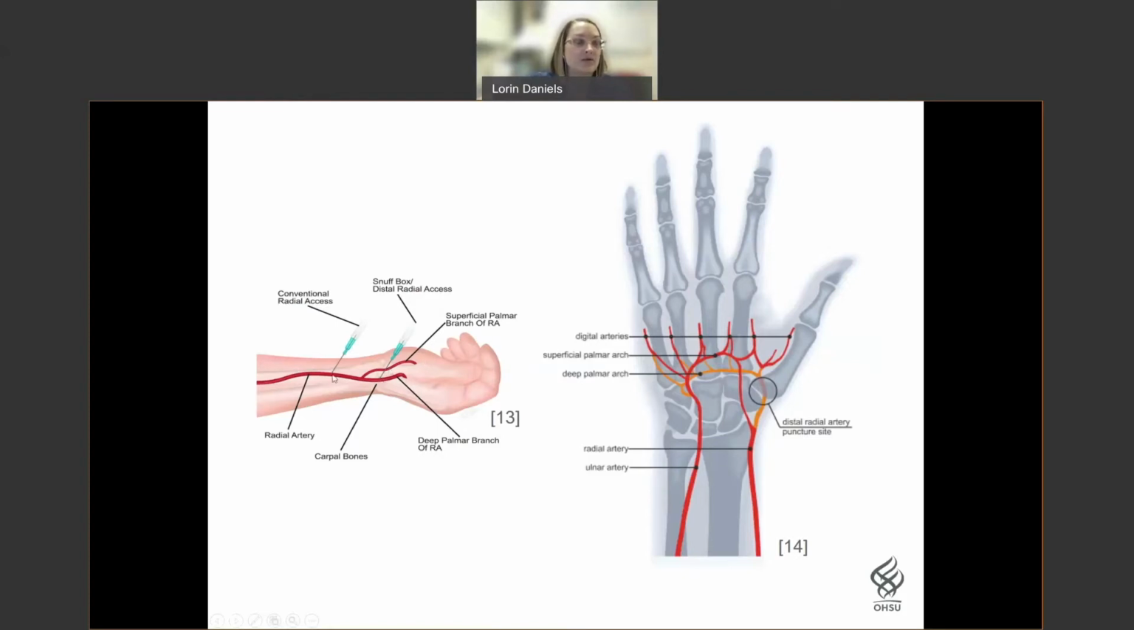Whereas the traditional or proximal transradial artery approach right here would, if it spasmed or clotted or stenosed, or became damaged, affect that entire distribution. So that's a pretty important point.